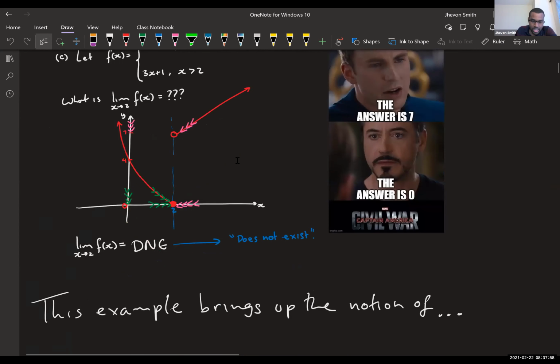So although the overall limit does not exist, we had our one-sided limits existing. And when we come from the right, our value is 7. If we come from the left, our value is 0. These are talking about the one-sided limits, limit from the right and the left. And those individually had answers. However, because their answers did not agree, we take the existence of the overall limit to not be a thing, right? So the overall limit will only exist if both of the one-sided limits exist and they are equal.